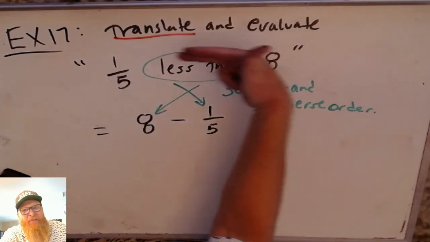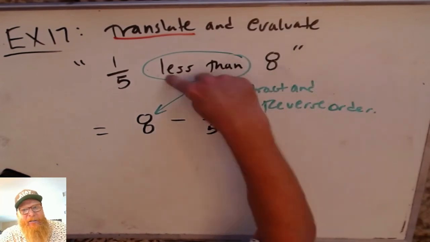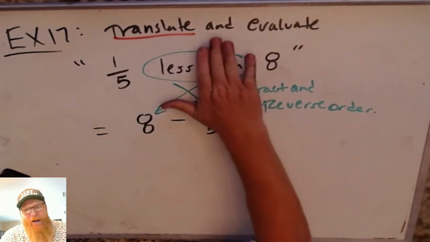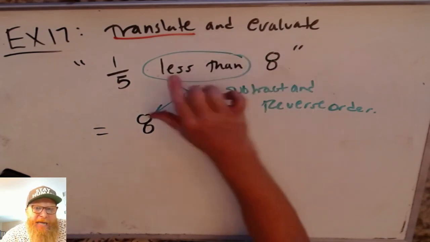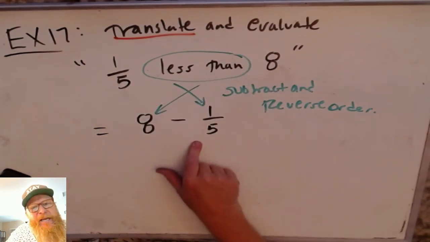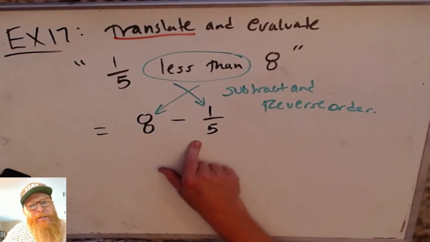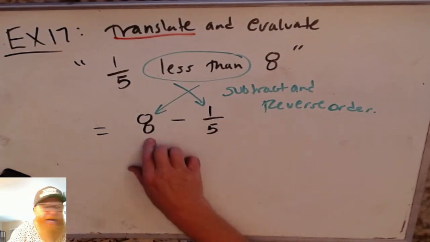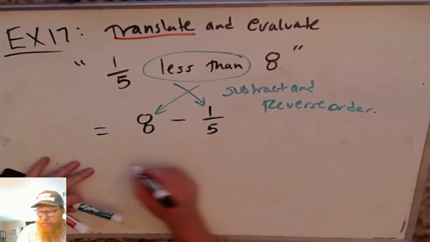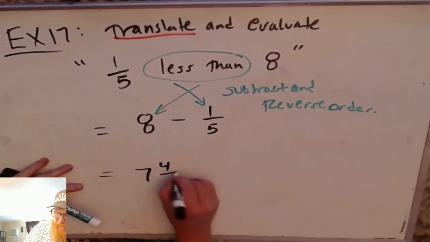In fact, oftentimes we read it backwards. 8 less 1/5. We often don't even say the than in math. We just say less, which means subtract. 8 less 1/5. That's how they would have said it in the 19th century. It's the old-timey way to say it. So you're taking away 1/5 from 8. If you've got good mental math skills, you already know the answer.